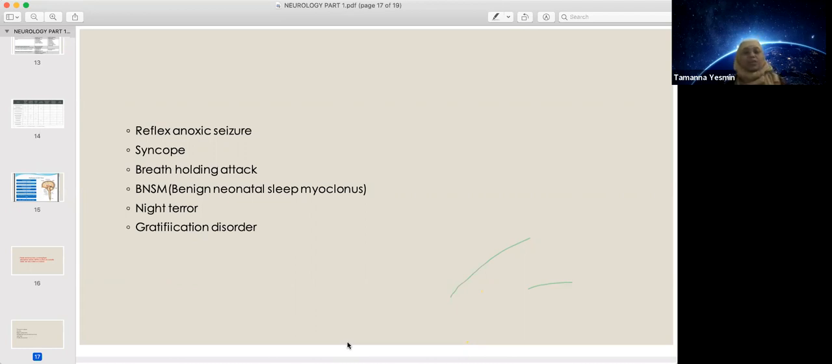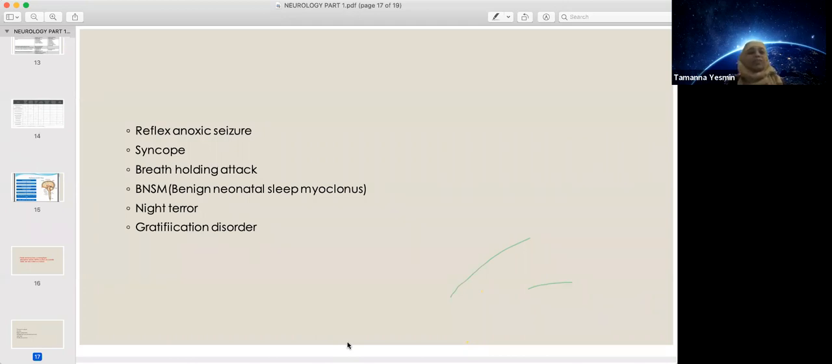Suppose syncope is severe, what will we do? It can be long QT syndrome, we will do a pacemaker, or we will do cardiac evaluation. Suppose breath holding attack, we will do iron deficiency anemia evaluation, we will treat with iron. Suppose it is night terror, but the child is an adolescent, now not resolving, we will refer to the neurologist for some anti-epileptic drugs.